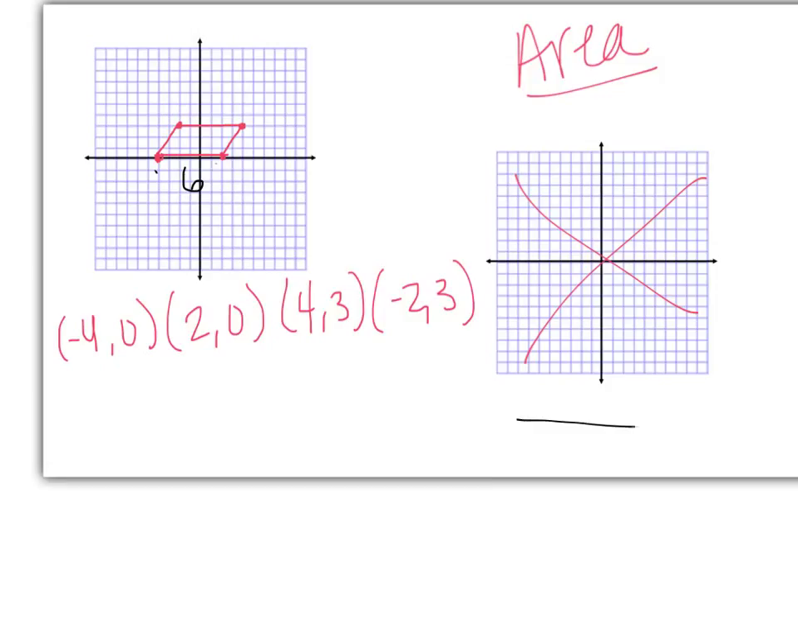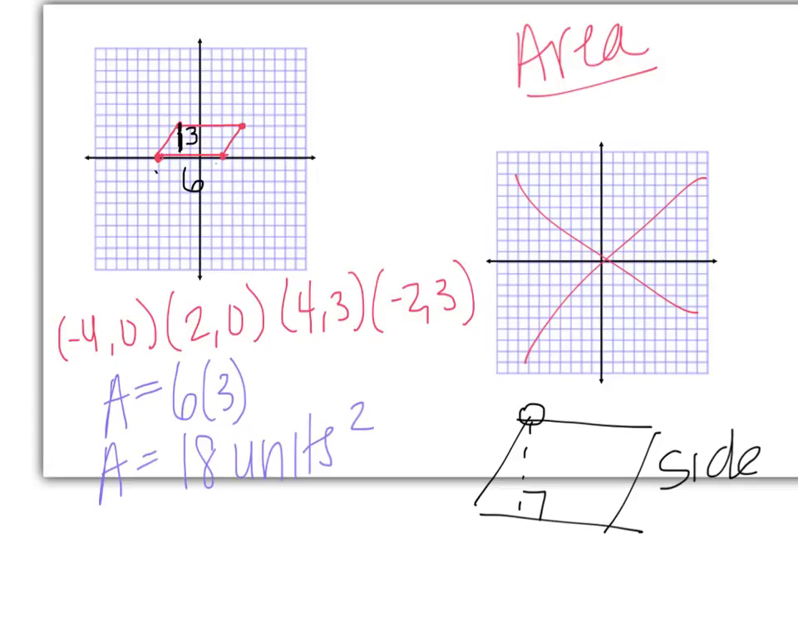Remember, the height of a parallelogram is not the side, but when we connect from the top to the bottom to create that 90-degree angle. So we have to think right here. So if we connect those, we have a height of 3. See if you can find the area. Alright, so you should have plugged in using your equation, base times height, so 6 times 3, and I got 18 units squared.